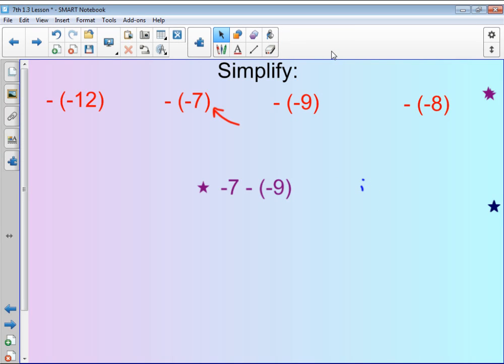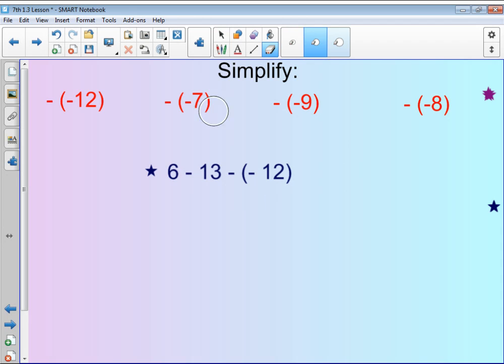All right, let's see what else we have over here. Okay, so that was pretty basic. Here's one where it's a little more complex. Okay, now we've added another number in there. We're still going to do the basic of simplifying those double negatives first. Okay, and then we're just going to work left to right because it'll all be addition, subtraction.